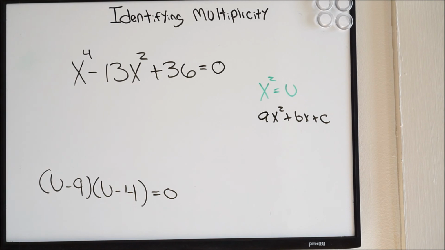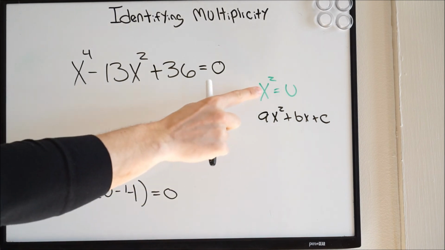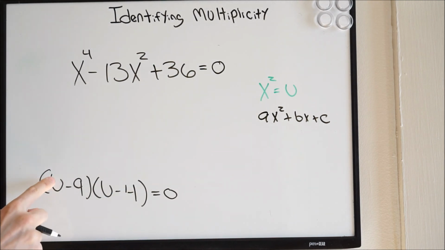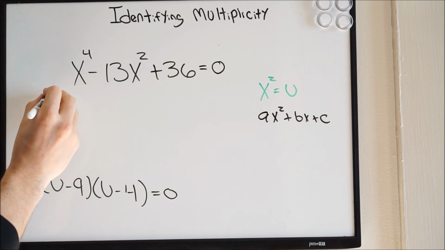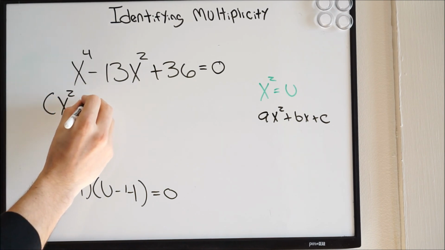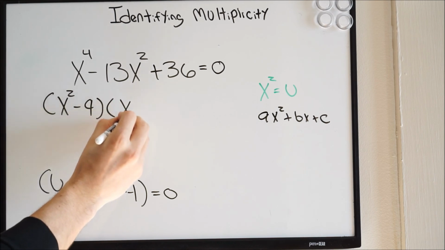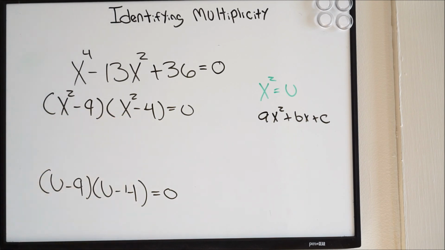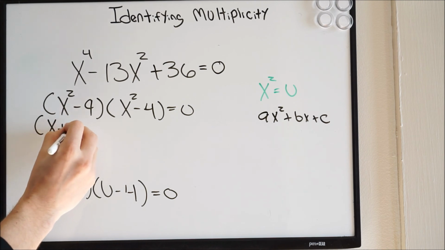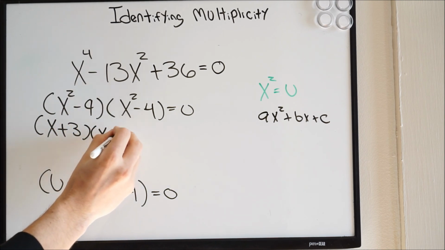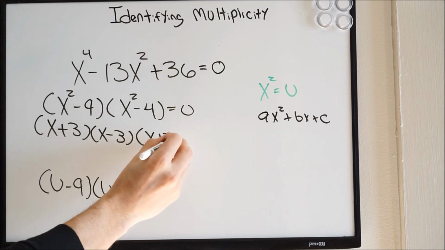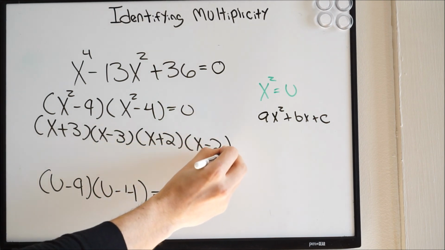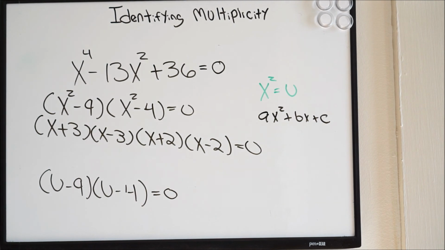So just writing above now. We see that we have a u here. Well, going back to what we originally assigned u to, we know it's going to be x squared. So anywhere I see a u now, I'm just going to replace it with x squared. x squared minus 9, and we have x squared minus 4, all equal to 0. Well, this is a difference of two squares, and this is a difference of two squares, so we can factor a little bit further here. We can have x plus 3, x minus 3, and then we can have x plus 2, and x minus 2. Alright, almost done.